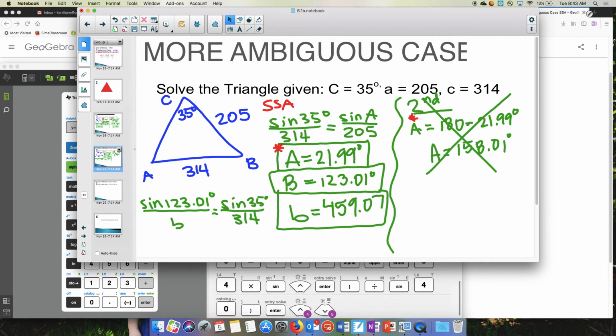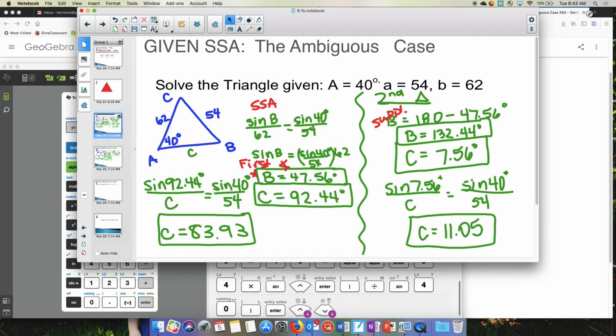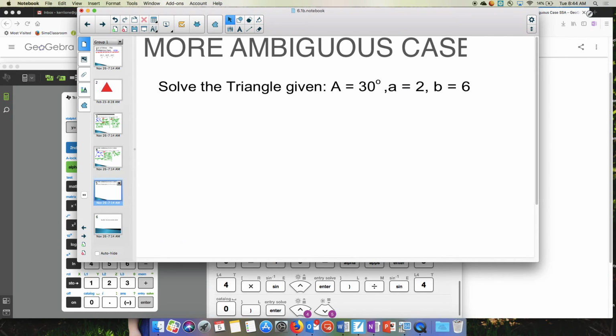What do you think about a problem like this and the number of points it's worth compared to a problem from yesterday's notes? Is this one going to be worth the same amount of points on a quiz test or more? Probably more because there's more work. If you don't check for that second triangle, you lose half the points of the problem. Okay? All right, last example.